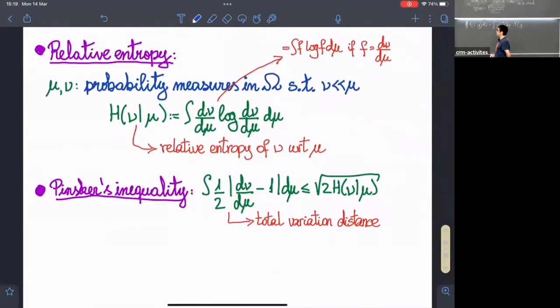Okay, so now let me enter into the main thing. The course is called Entropy Methods in Markov Chains, so it's pretty likely that entropy is going to play an important role. And actually, the important role here is played by relative entropy. So what is relative entropy? It's a way to measure how different two probability measures are. It's just another way to measure the distance between probability measures.